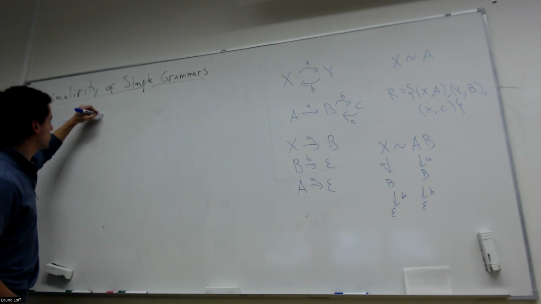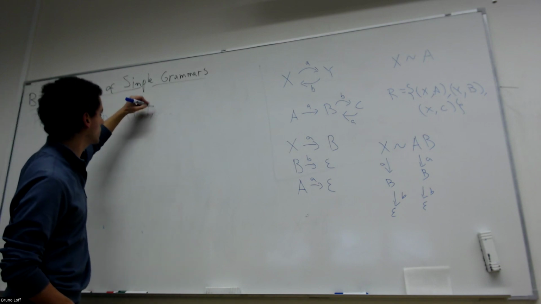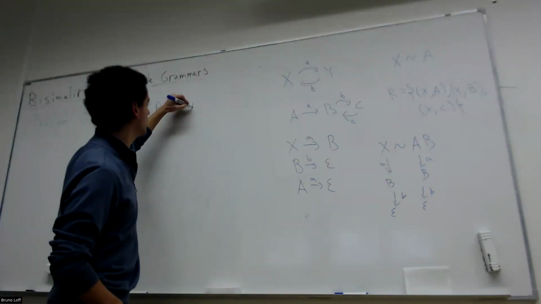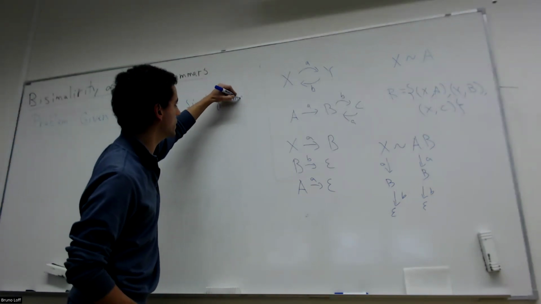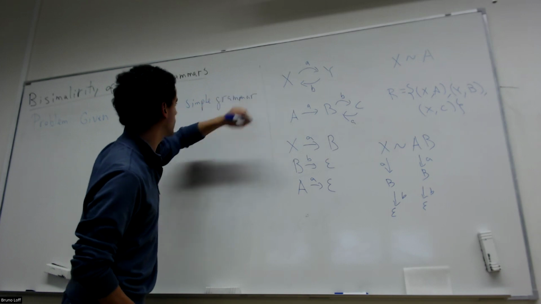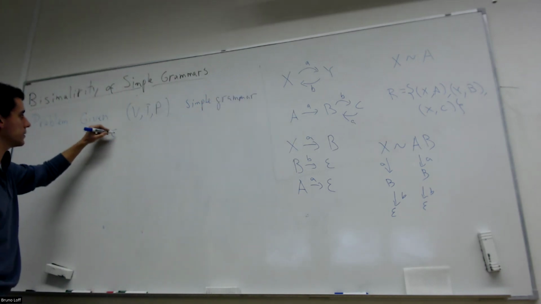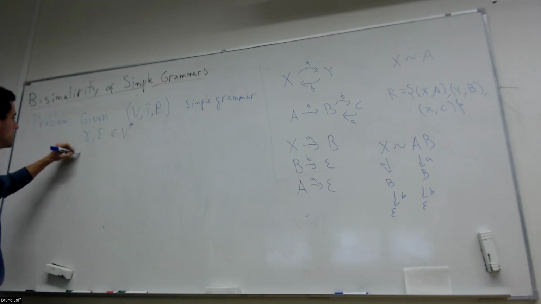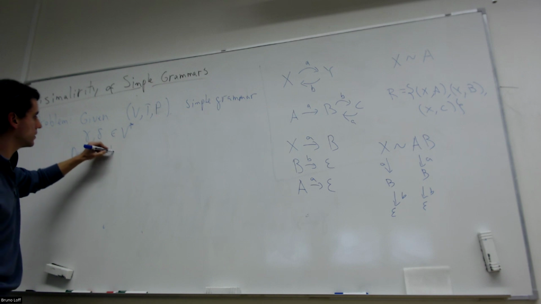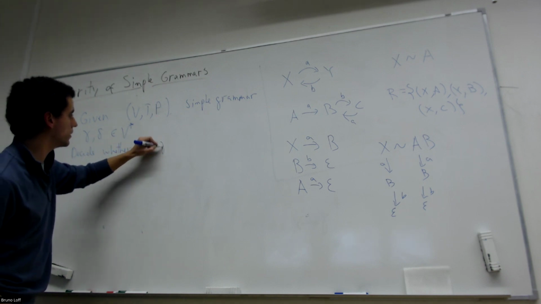So the problem that I want to study is: I give you a simple grammar. So not just context-free, actually simple, so deterministic. And I give you two words, gamma and delta. And the question is, decide whether the words are bisimilar.